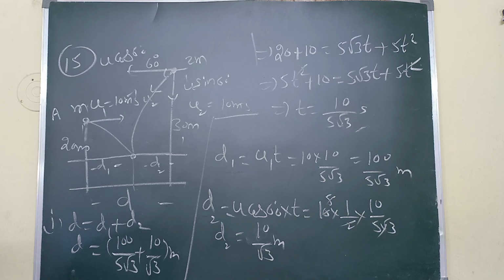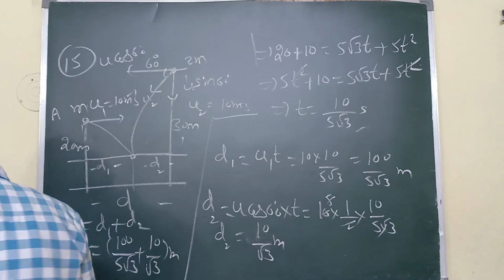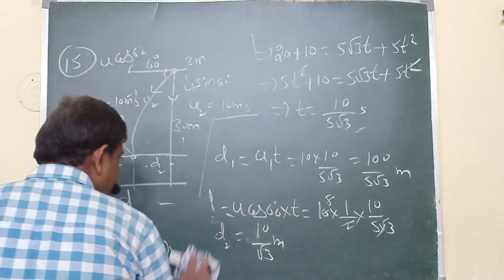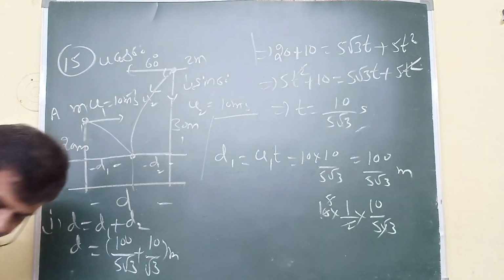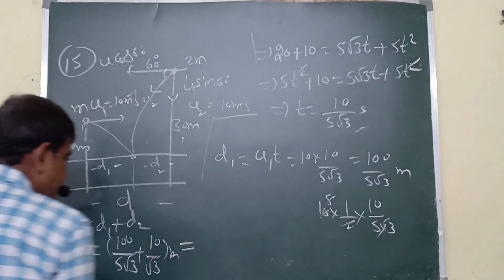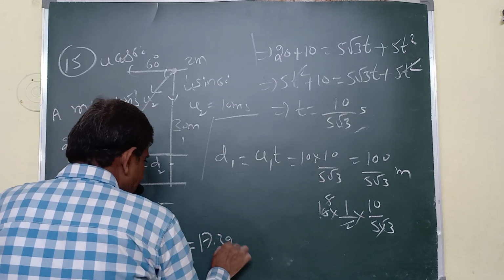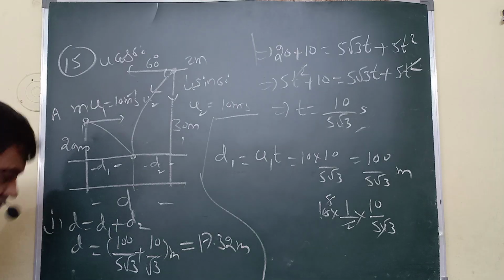So that is completed. So here this is u1t and u1 cos theta t. After doing this total mathematics, I am getting 17.32. What is this value totally? Finally, after doing mathematics, we are getting this as 17.32 meters. So that is the distance between towers.